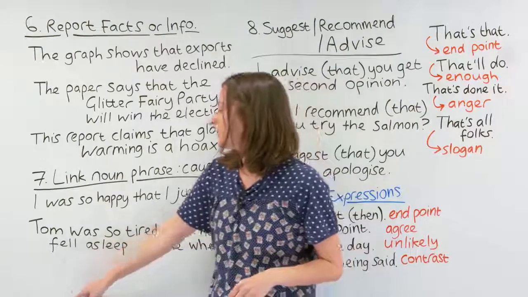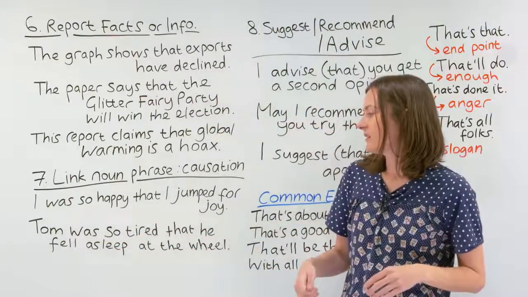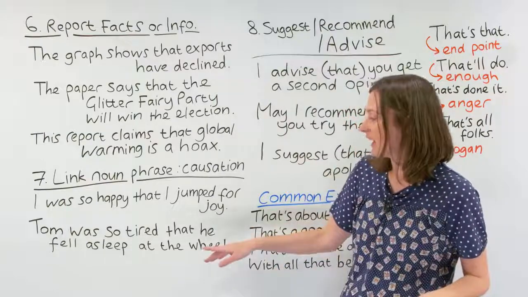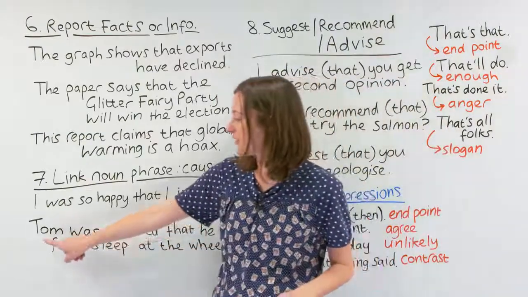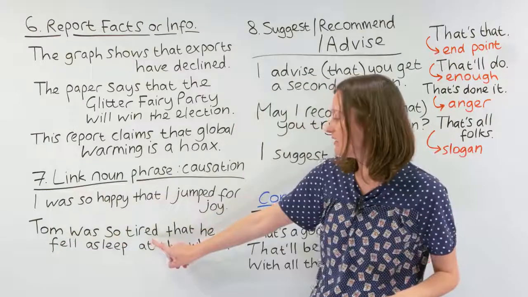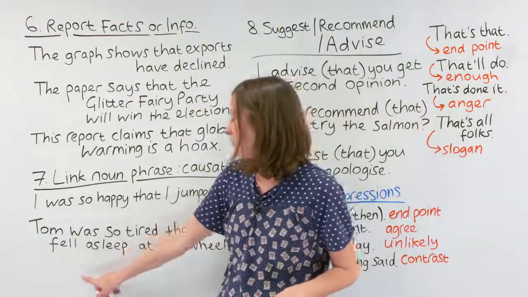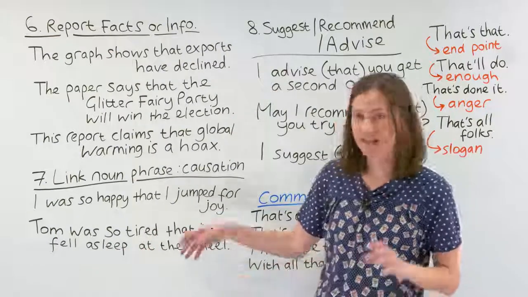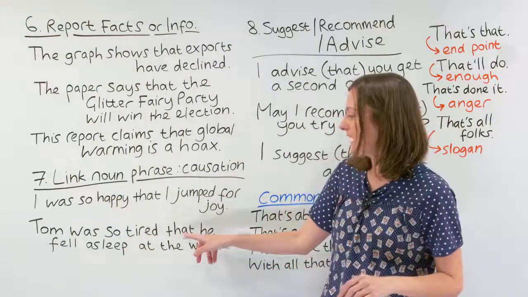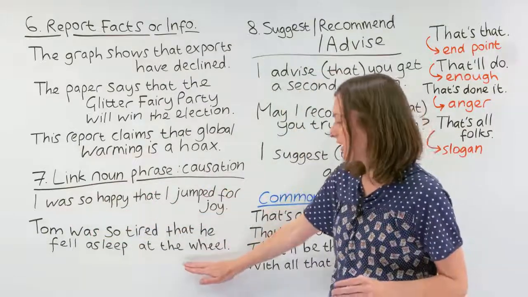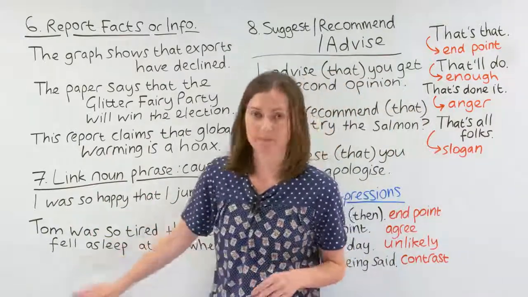Another example. Tom was so tired that he fell asleep at the wheel. Same thing happening here. Here's the first phrase, Tom was so tired. The second phrase is, he fell asleep at the wheel. And we link them together with that. And we know that this phrase is in a relationship with the second phrase.